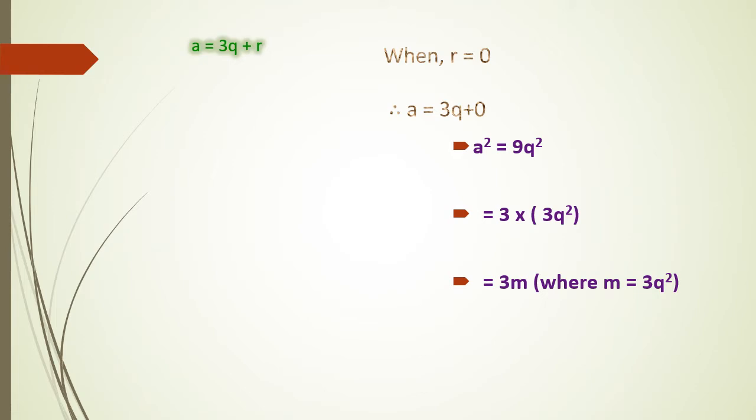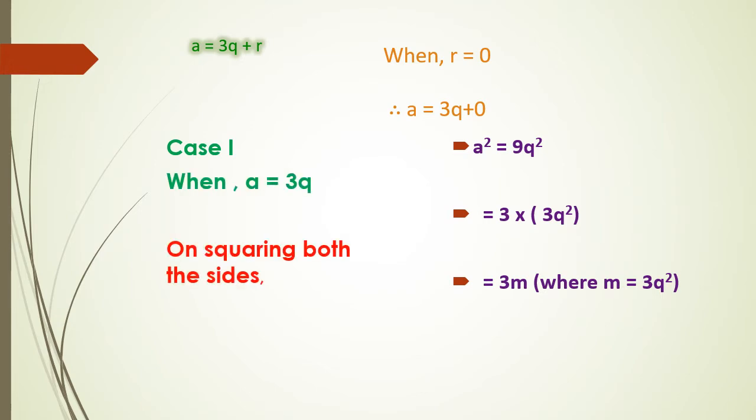I am going to use Euclid's division lemma stepwise. a is equal to 3q plus r. The first case will be if r is equal to 0. When r is equal to 0, a is equal to 3q plus 0. Now first case, a is equal to 3q. On squaring both sides, you have to write the step: a squared is equal to 3 squared, which is 9, and q squared. So 9q squared. Now that is equal to 3 into 3q squared.